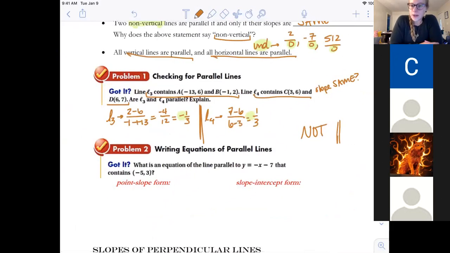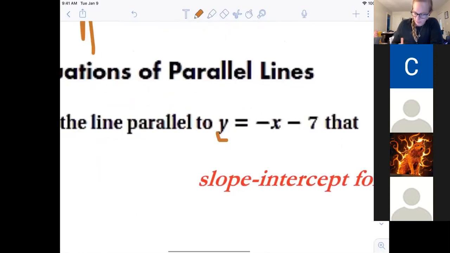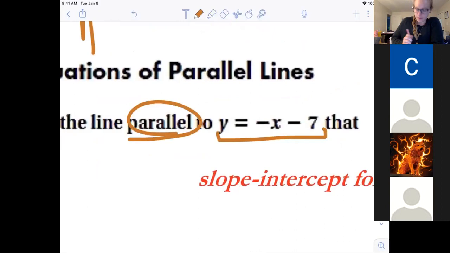All right, now we're going to write equations for parallel lines. The first one says, what's the equation of a line parallel to y equals -x minus 7 that contains (-5, 3)? What's the slope of this line? -1. Am I going to use that, or am I going to do opposite reciprocal? If they're parallel, I'm going to use it. Very good. So that's why I went back to the problem that said parallel. I'm going to use -1.